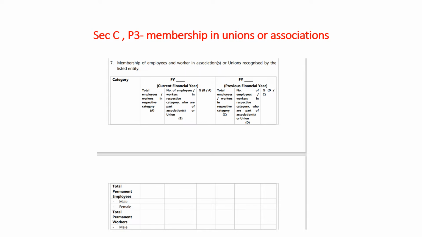And in principle 3, they are talking about whether you have facilitated your employees and workers to be part of any union or association. So this is about creating a positive environment for your people to express their free will to be part of any association, meaning whether the company is facilitating forming associations and unions so that they can collectively bargain.